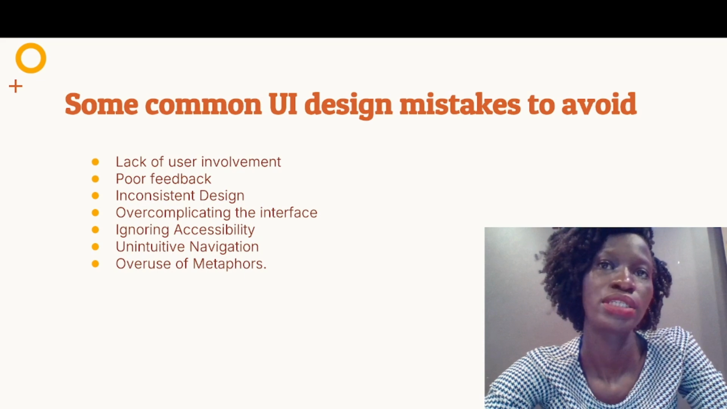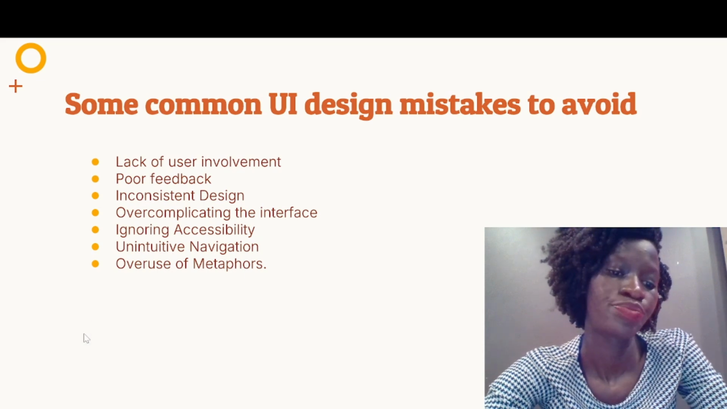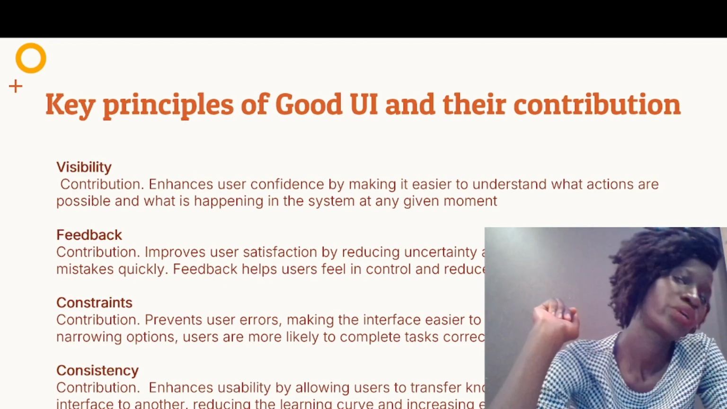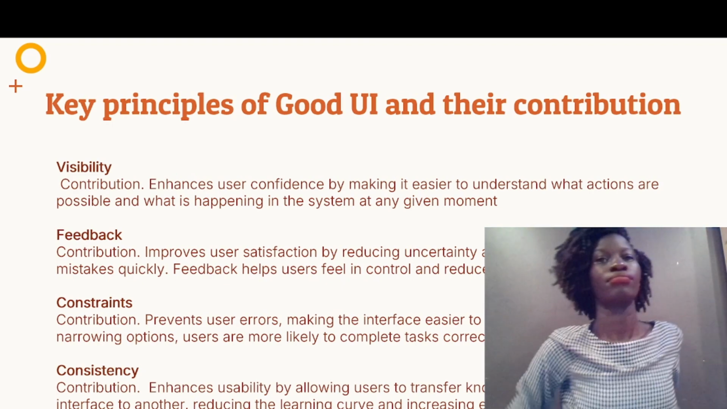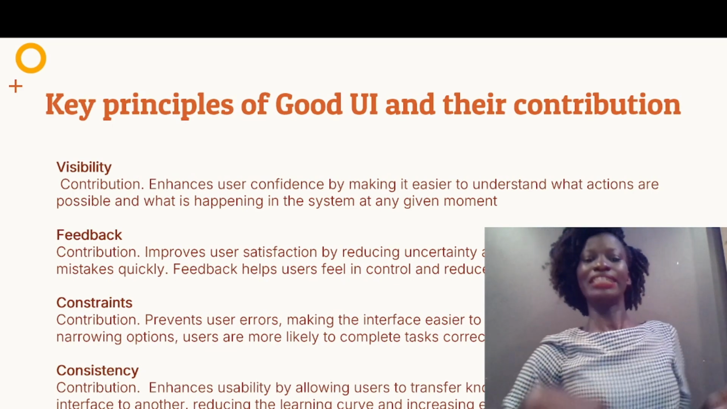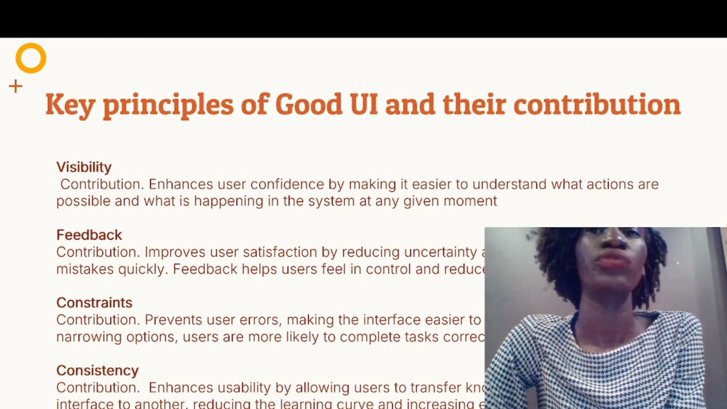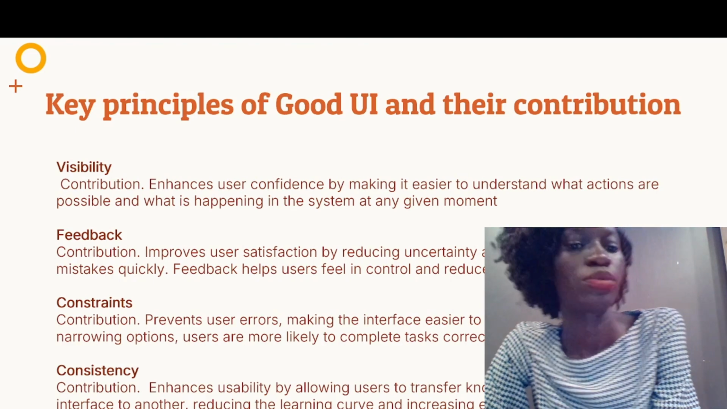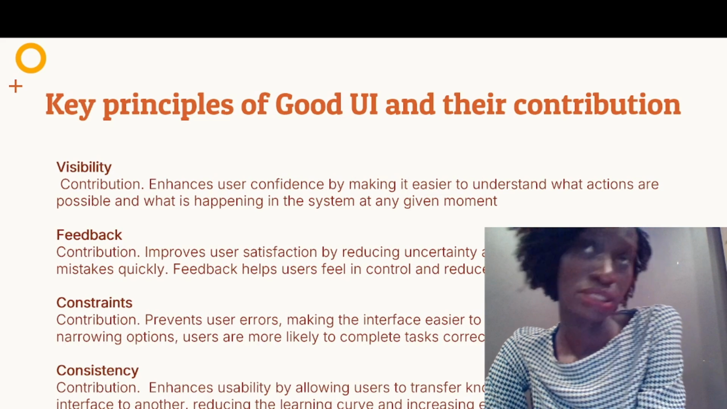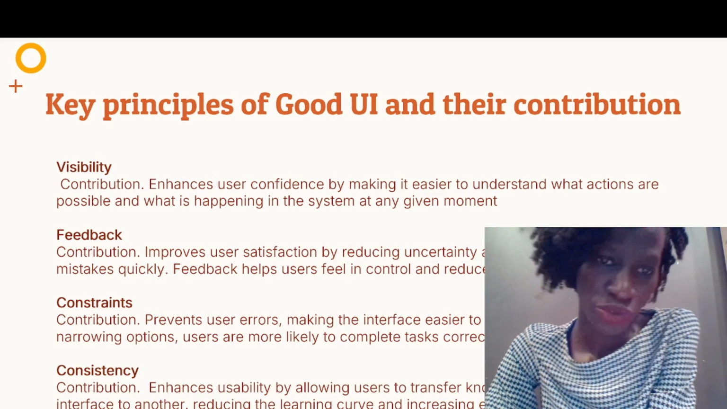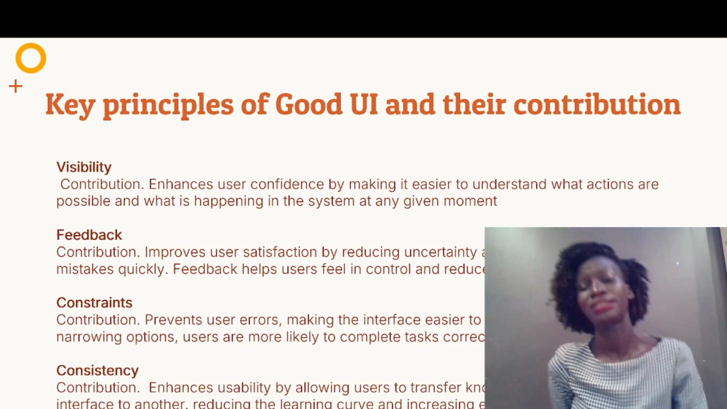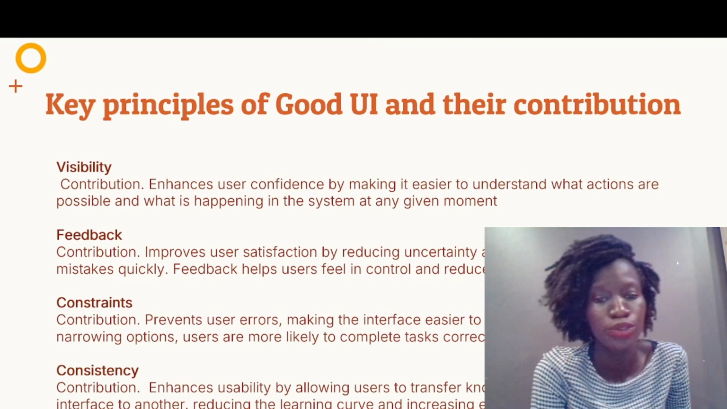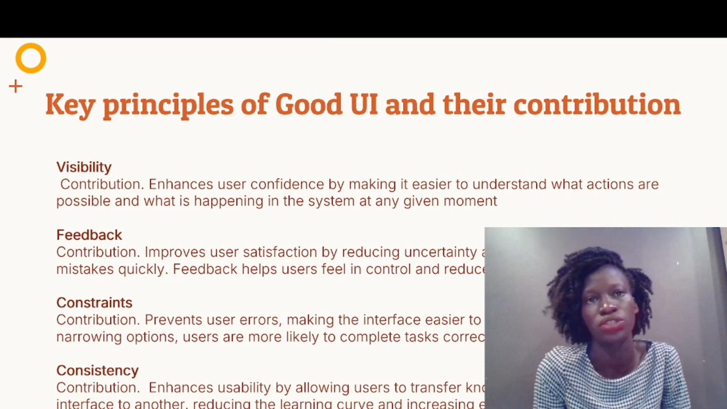Next, we're going to be looking at the key principles of good UI and their contribution. We have visibility. Visibility enhances user confidence by making it easier to understand what actions are possible and what is happening in the system at a given moment. We have feedback. It improves user satisfaction by reducing uncertainty and helping users correct mistakes quickly. Feedback helps users feel in control and reduces frustration.